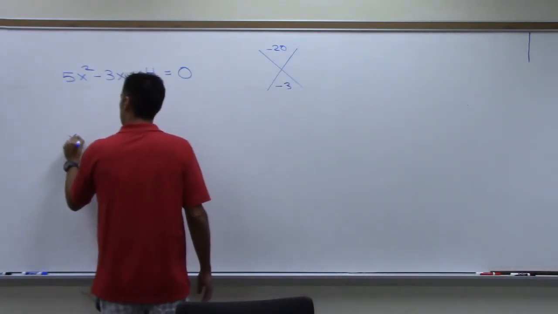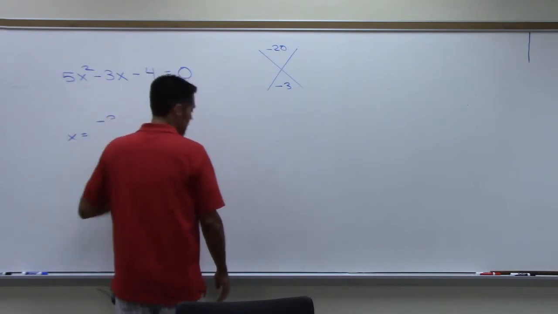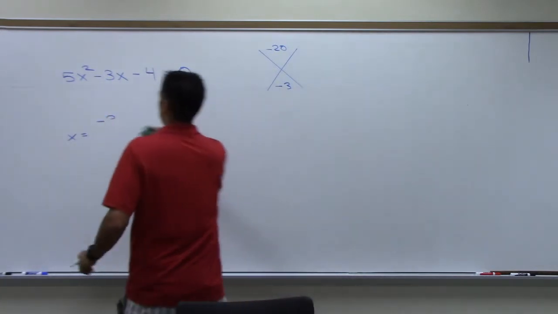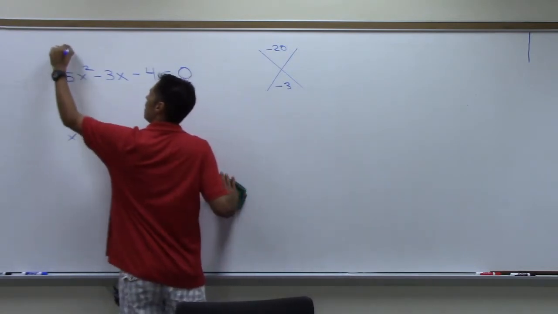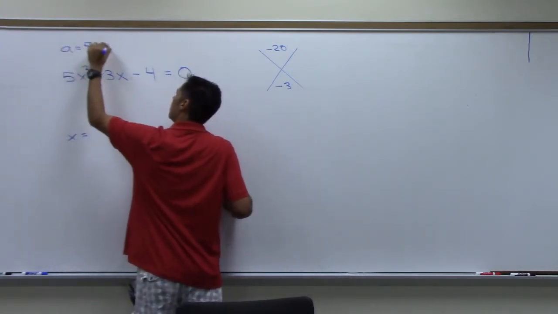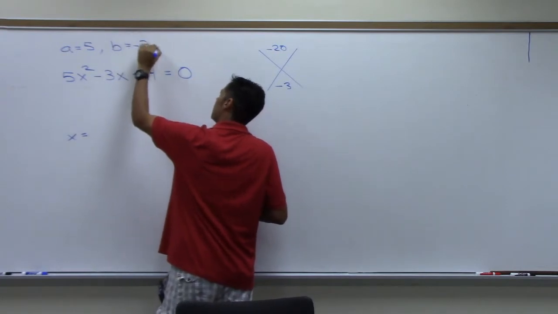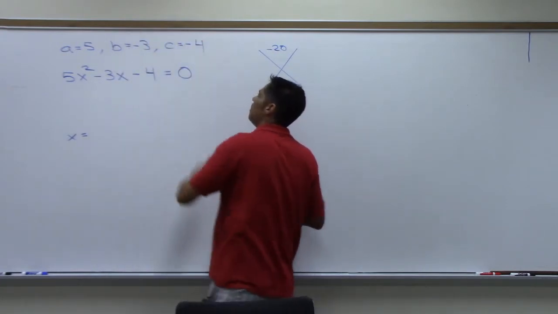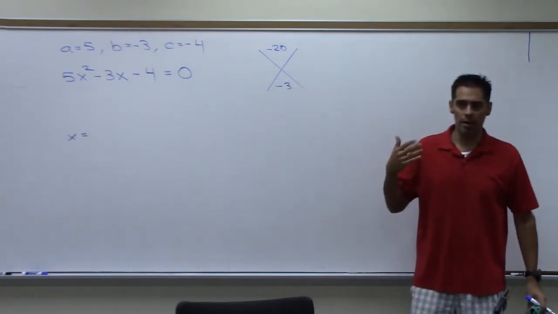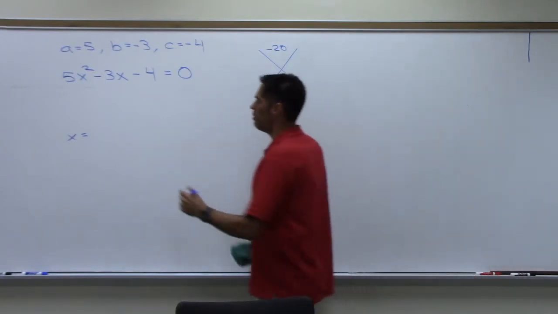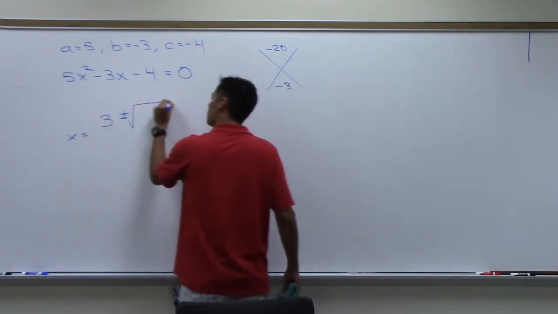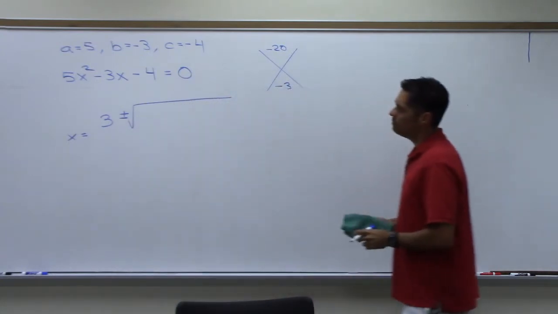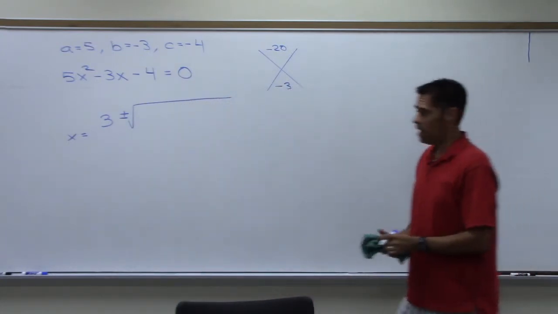So x will be negative b. Here in this case, A is 5, B is negative 3, and C is negative 4. So when you do negative B, it's actually what? Plus 3, so positive 3. Plus or minus the square root of, what's B squared? Positive 9.